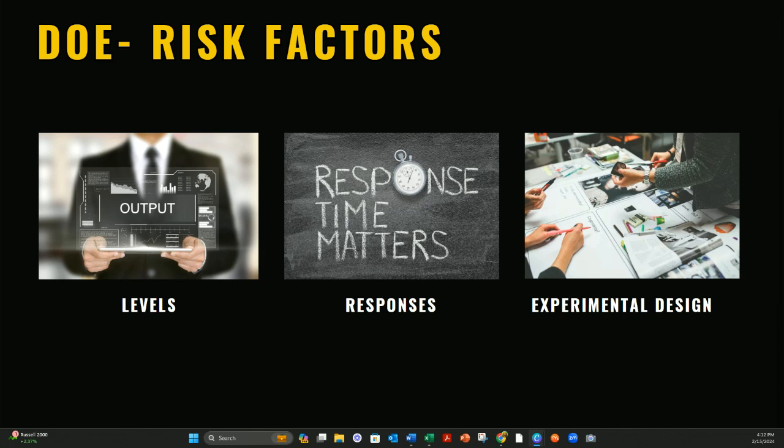Some characteristics of the response: your response should be quantifiable, relevant to the objectives, and sensitive to the changes in the factors, so be aware of those factors. The last thing is experimental design. Experimental design refers to the structured plan for conducting a design of experiments, specifying which factors to vary, at what levels, and what combinations we can have as an organization and team.